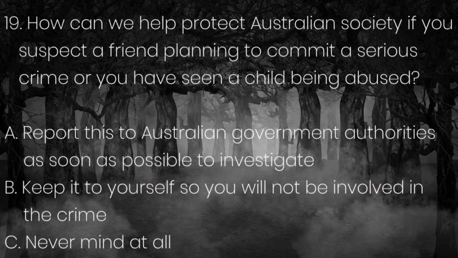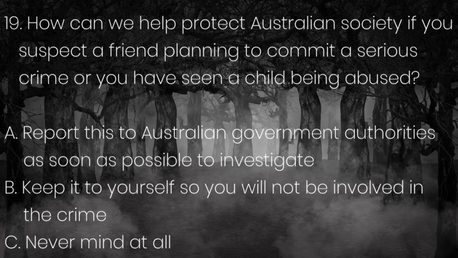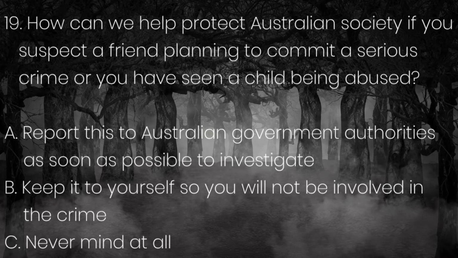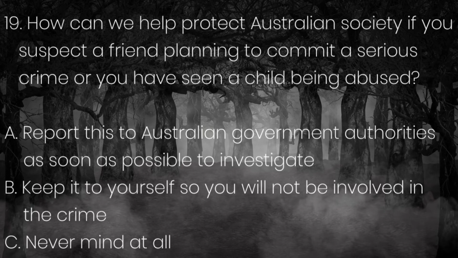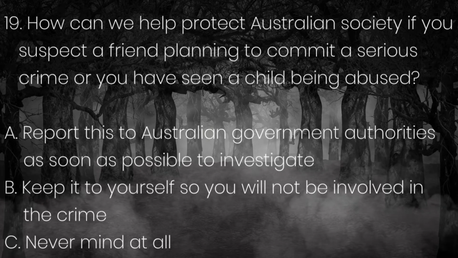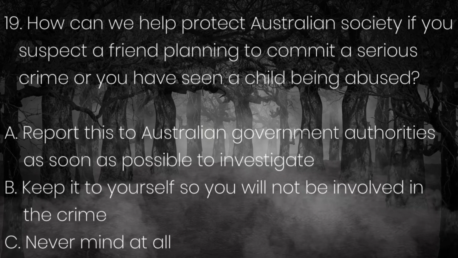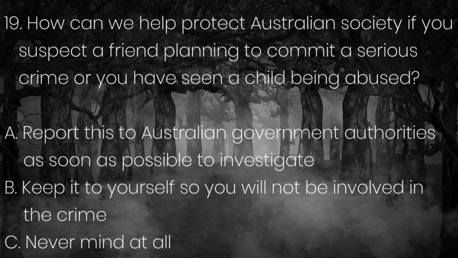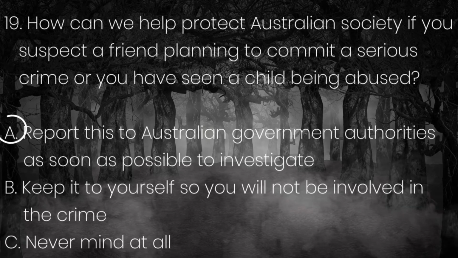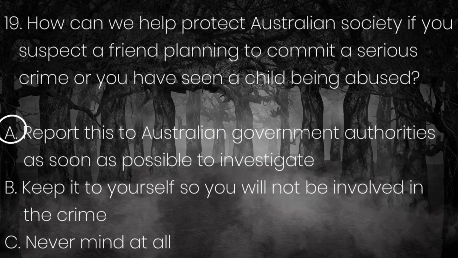Number 19. How can we help protect Australian society if you suspect a friend planning to commit a serious crime or you have seen a child being abused? Letter A. Report this to Australian government authorities as soon as possible to investigate. Letter B. Keep it to yourself so you will not be involved in the crime. Letter C. Never mind at all. The answer is letter A. Report this to Australian government authorities as soon as possible to investigate.